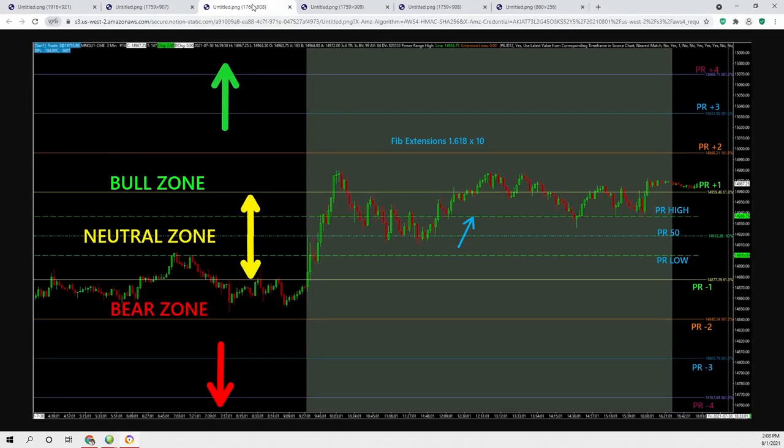All right, getting into the next thing, the foundation of this strategy, which is the power range. The power range in and of itself is these green dashed lines here. These green dashed lines are my power range: the power range high and the power range low. It comes from the first hour of the trading session, and it's just the high and the low of the first hour of the trading session.